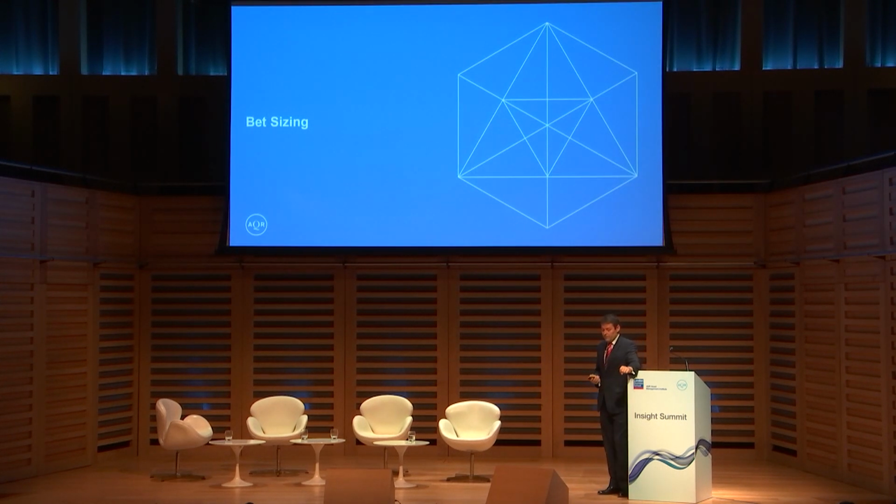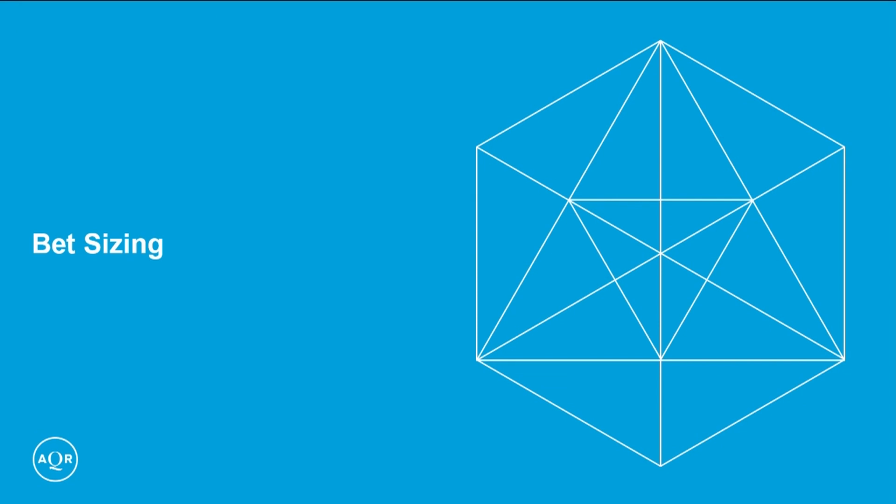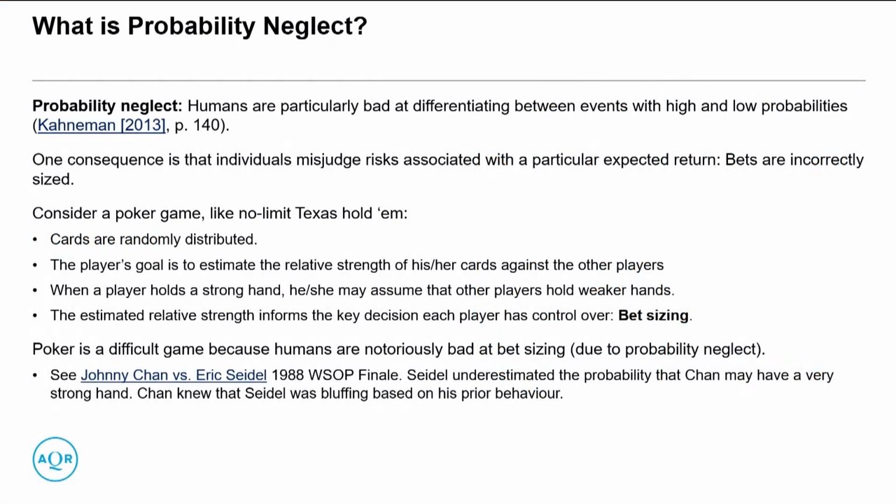Third and final example that Professor Barberis mentioned was prospect theory. And in particular here, I'm going to discuss probability neglect. What is probability neglect? Well, in the definition that Kahneman uses in his book, humans are particularly bad at differentiating between events with high and low probabilities.